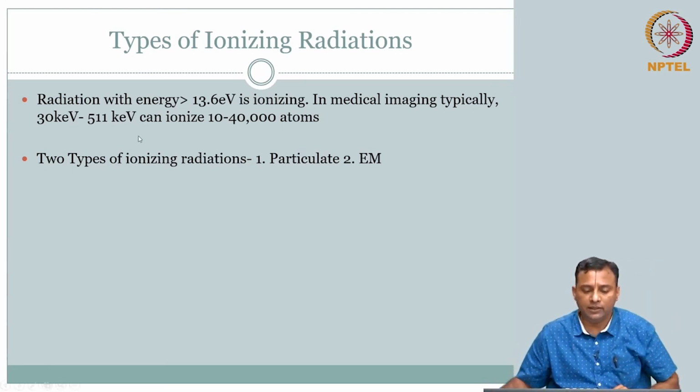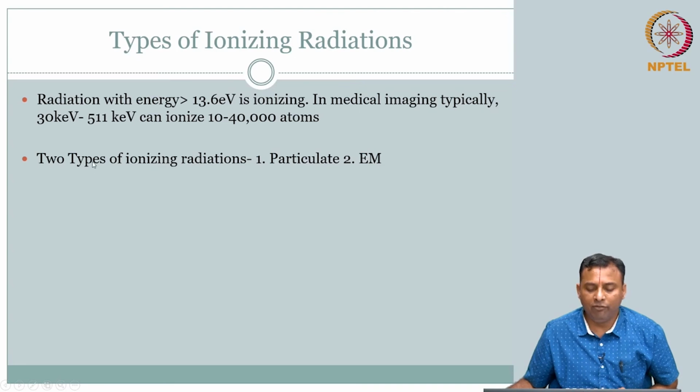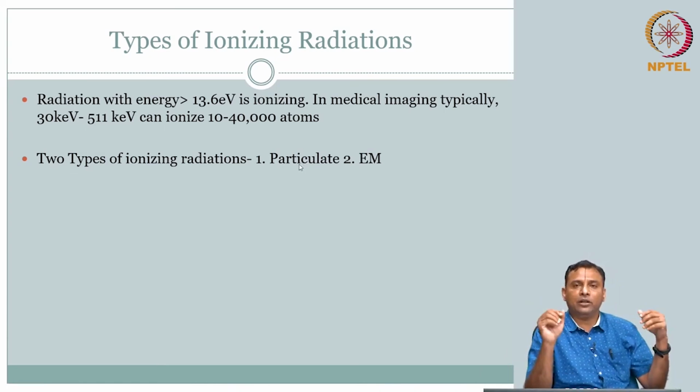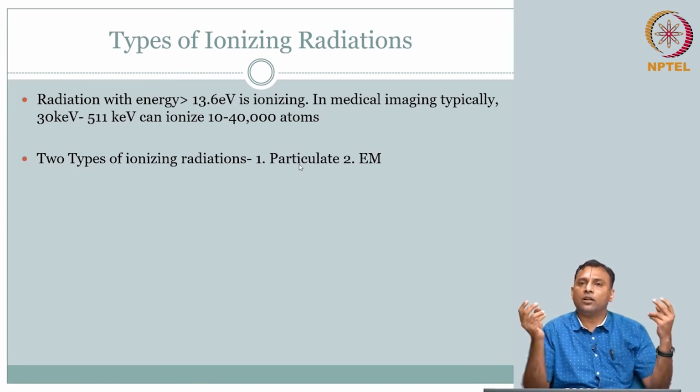So in some sense you can have two types of ionizing radiations. One is particulate, which we already saw. What is particulate? Particles. What are the particles in an atom that we already saw in one example? Electrons, protons.